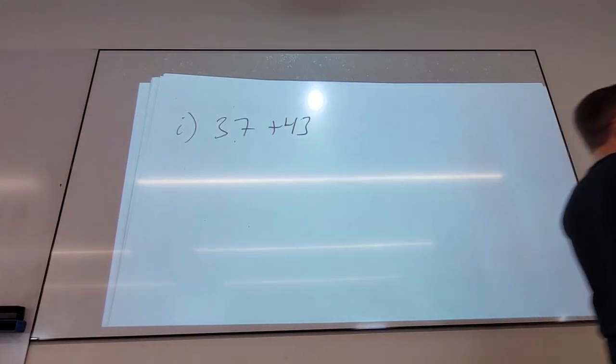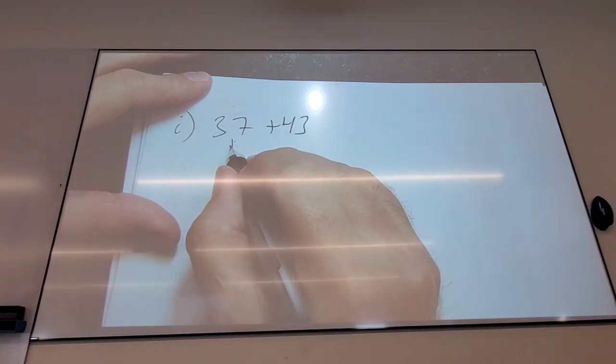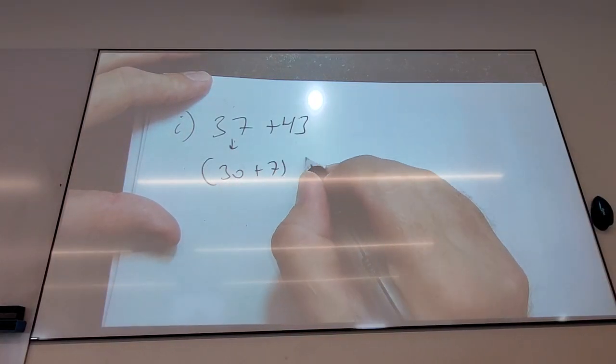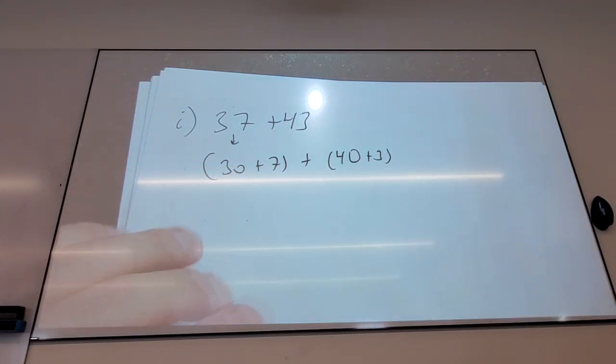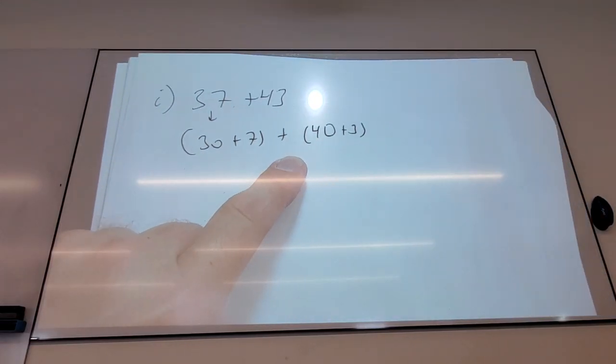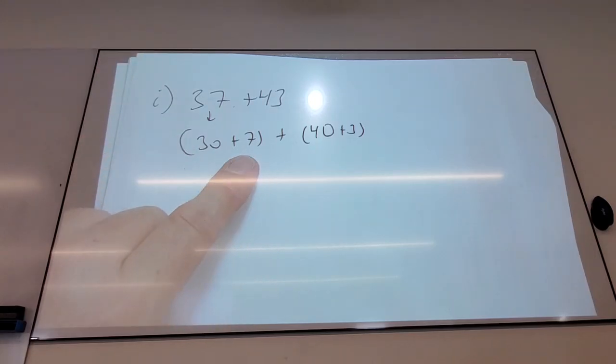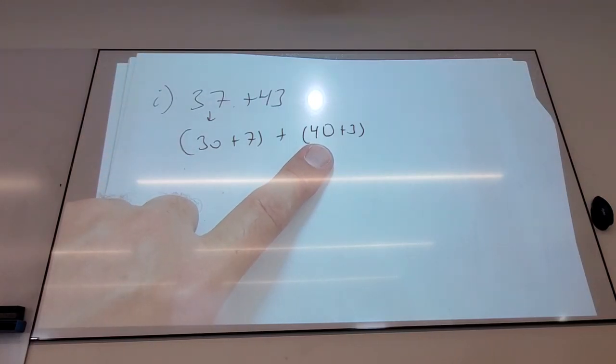So if you break it up into 30 plus 7 represents 37, 40 plus 3 represents 43, and just to be that guy for a minute, because that's part of my job, what property specifically could I use to make it become what you said?